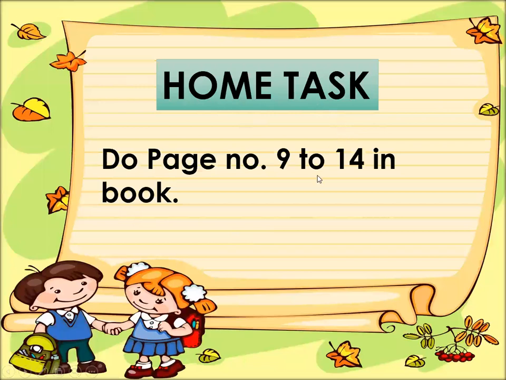Now this is your home task. Take a screenshot of this slide. Do page number 9 to 14 in the book. This is your home task. Take a screenshot of this slide. Do page number 9 to 20 in the book.